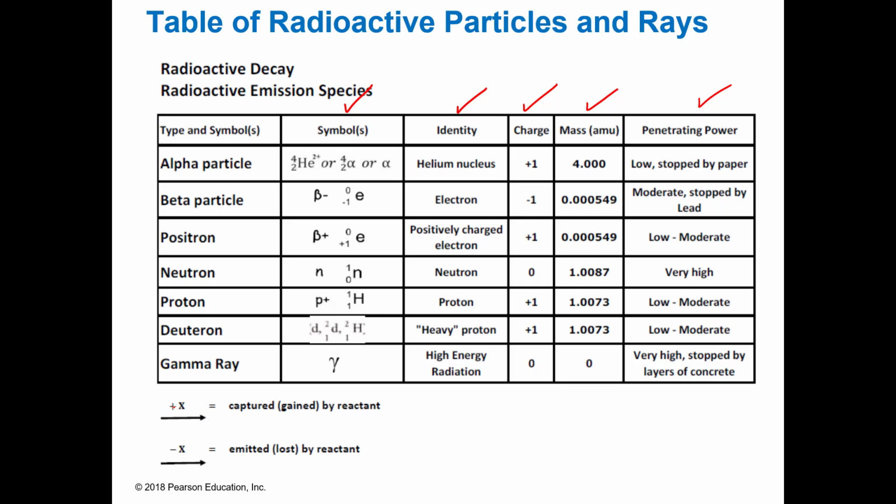It's just high energy. And I wrote this down at the bottom because if you see it written, like if you got the arrow and you have a plus alpha, that means that you're adding that to it. If you have minus alpha, that means you're emitting it or taking it away from the reactant. There's some shorthand things that you're going to see when we do the reactions. And that's all we have in identifying particles of radiation.